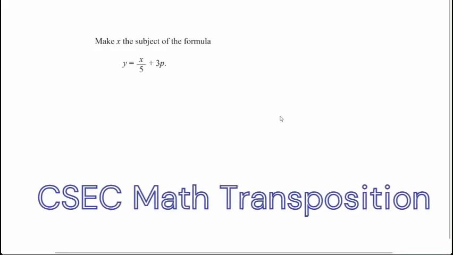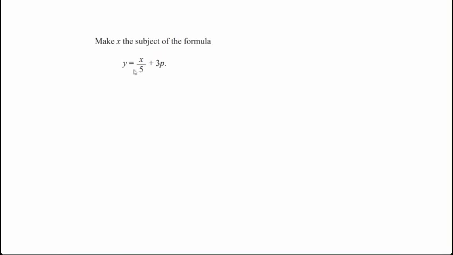All right, we have this question here. Make x the subject of the formula. The formula is y equals x over 5 plus 3p. So the first thing we try to do in a question like this is find the x. So we're looking for x, and x is here. So we need x by itself to make it the subject of the formula.